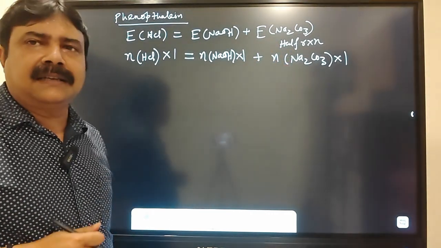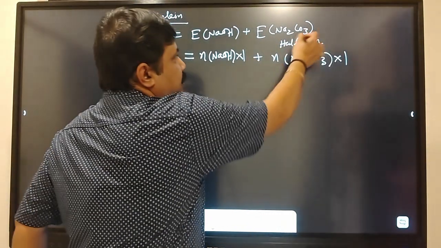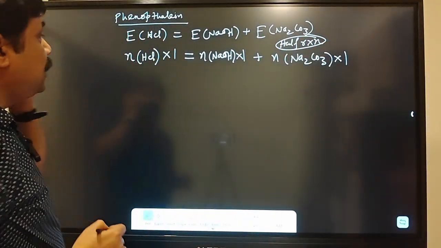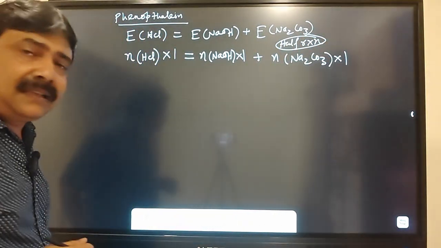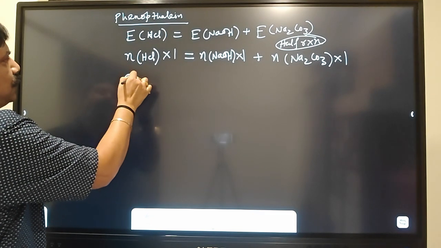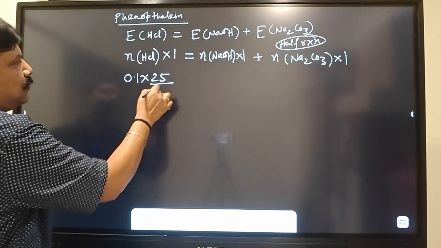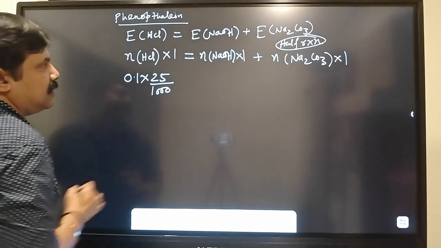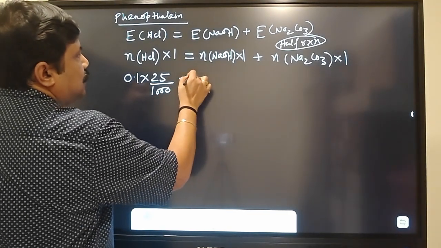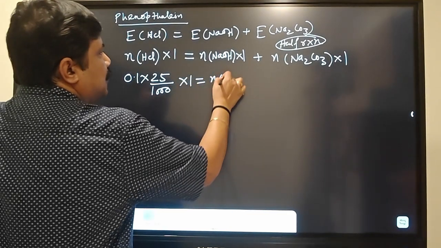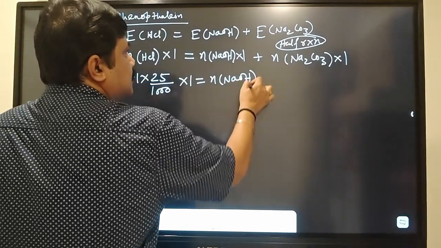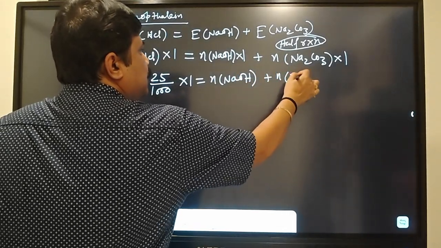That's why here the N factor is 1. That's why I write it down as a half reaction. Now, the number of moles of HCl: for that, the data they provided is molarity into volume of the solution in liters. So molarity 0.1, volume of the solution in liters 25 by 1000, into 1, equals the number of moles of NaOH plus the number of moles of Na2CO3.